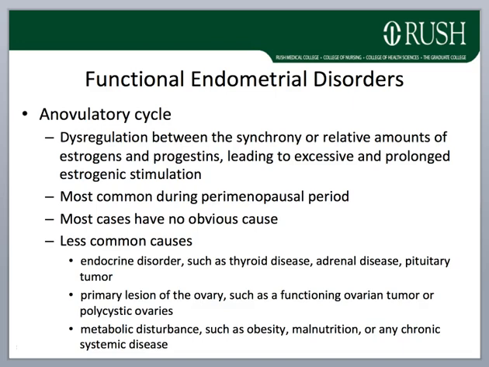Anovulatory cycles are one of the most common causes of abnormal uterine bleeding. When associated with menopause, anovulation is typically due to the declining functional capacity of the ovary. In younger patients, disorders in the hypothalamic pituitary system may contribute to anovulatory bleeding. Whatever the ultimate cause, dysregulation of the balance between estrogens and progestins results in alterations in endometrial vascular homeostasis and leads to irregular bleeding.